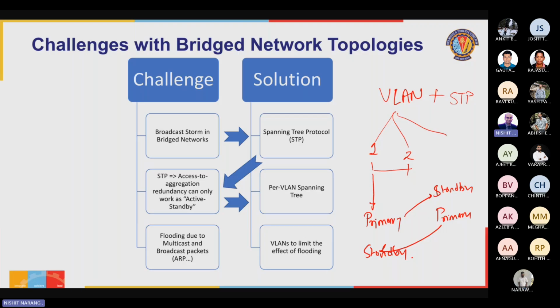Is that clear? I'm taking a pause. Did you understand how we used VLANs plus STP together to create a per-VLAN spanning tree in such a fashion that we could adequately use the network bandwidth and still avoid a broadcast storm?